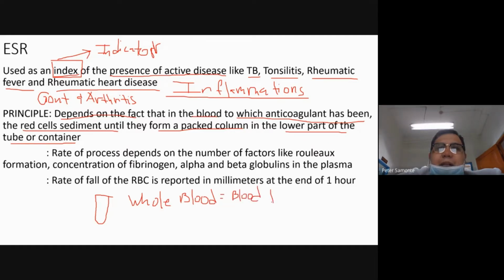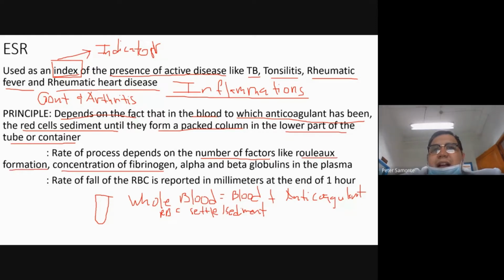Now ang principle ng ESR nyo is that the whole blood, yung red cell niya would settle. Magsisettle siya. Magsisettle, when you say settle, magsisediment. Pupunta sa baba yung red blood cell. The rate of this process depends on a number of factors like rouleau formation, concentration of fibrinogen, alpha and beta globulins in the plasma.